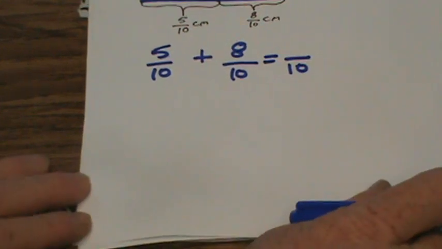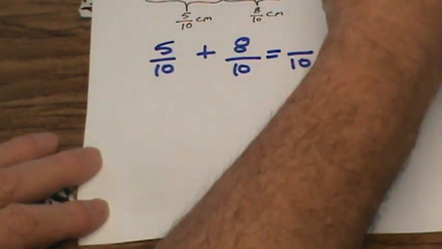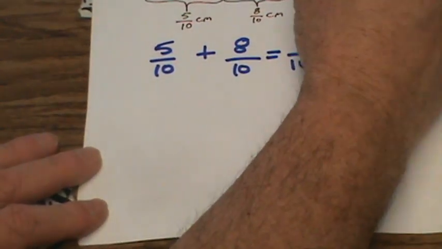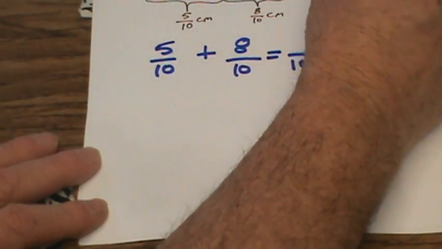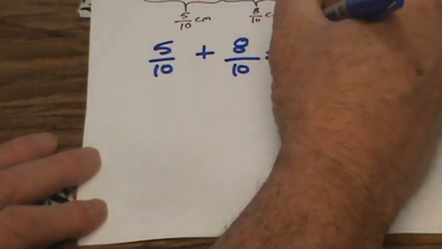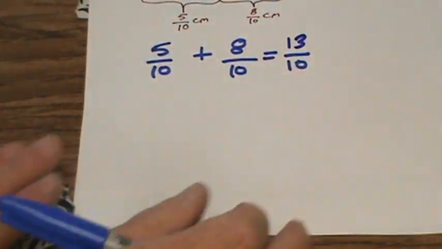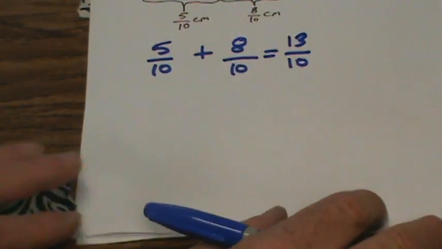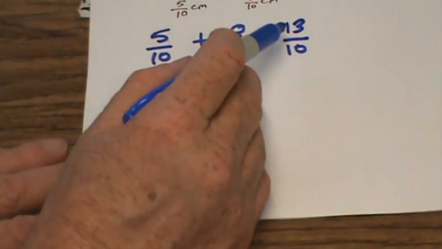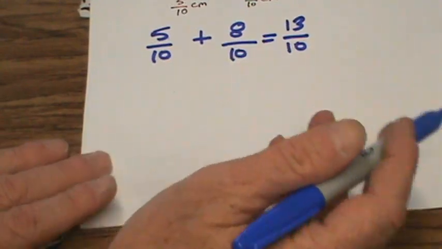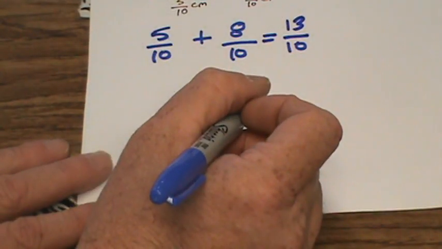Well, think about that. I can go 1, 2, 3, 4, 5, and then add 8 to it. 1, 2, 3, 4, 5, 6, 7, 8. So I have 5, 10, 11, 12, 13 tenths. But what would 13 tenths equal in a mixed number? Because I know that having a numerator that's larger than the denominator is an improper fraction. So we have to turn that into a mixed number.